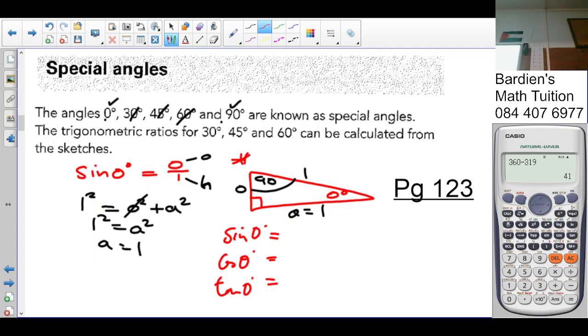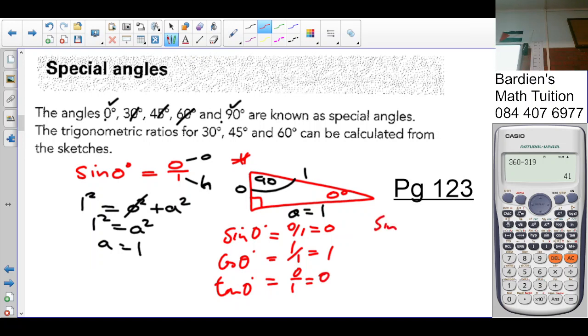Sine of 0? 0 over 1, which is 0. Cos of 0? Adjacent over hypotenuse, which is 1 over 1, which is 1. Tan of 0, opposite over adjacent. So 0 over 1, which is 0. You see that, people?